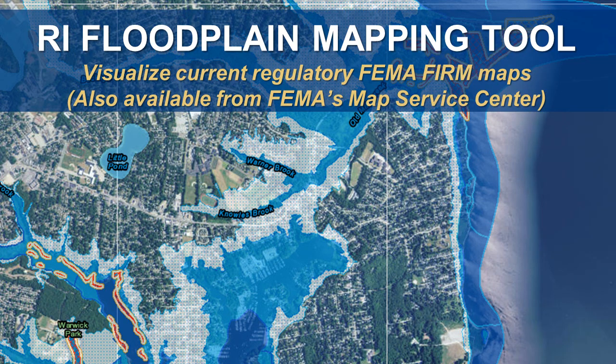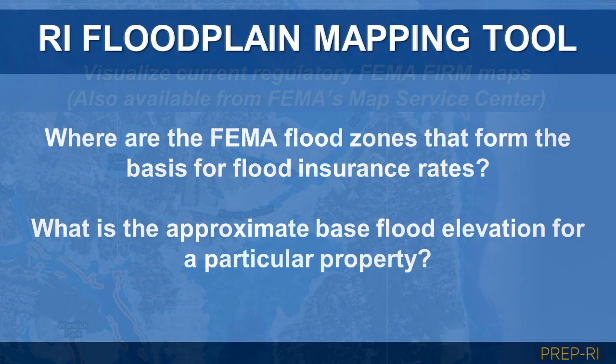The Rhode Island Floodplain Mapping Tool helps visualize regulatory FEMA flood insurance rate maps, or FIRMs. The tool allows you to zoom into any Rhode Island location to determine the designated FEMA floodplain. These maps illustrate today's flood zones calculated using past storm events. They do not project future conditions.